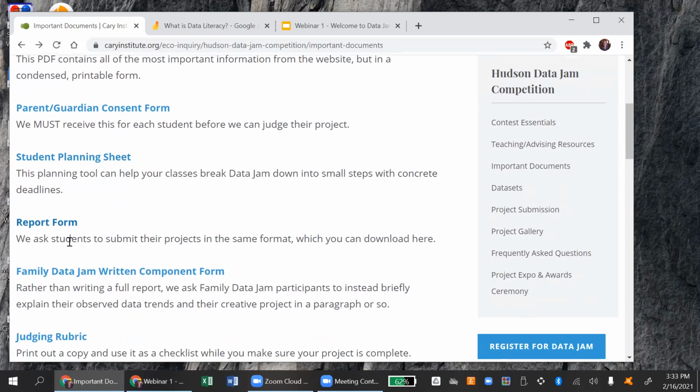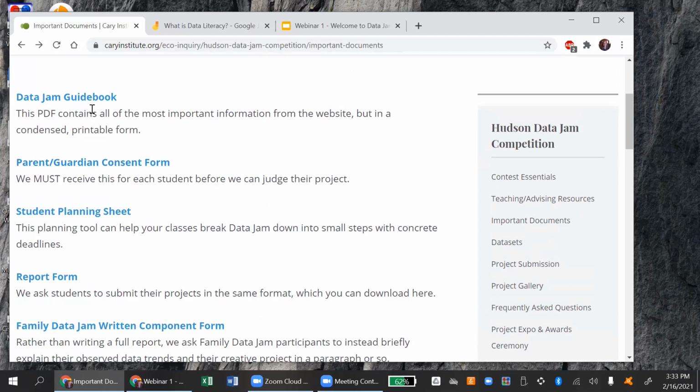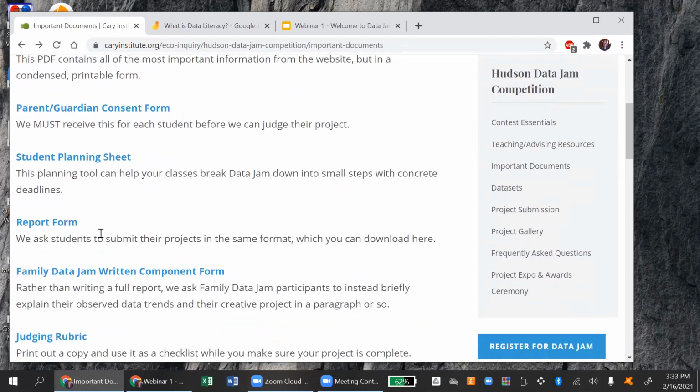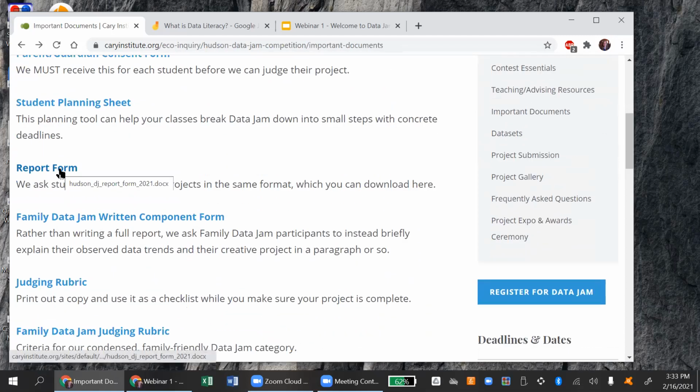And then there's other forms that can support you and your students. So the guidebook is great for supporting you. The student planning sheet is great for supporting students. It kind of gives them a structure, breaks it up into smaller pieces, creates deadlines for them. And there's also the report form where students are guided in how to type up their report.